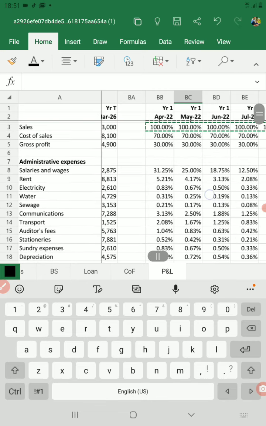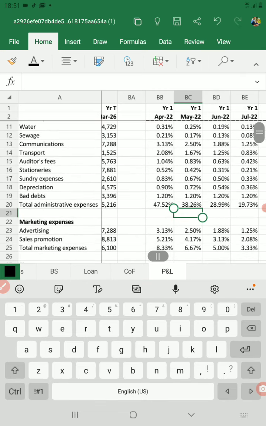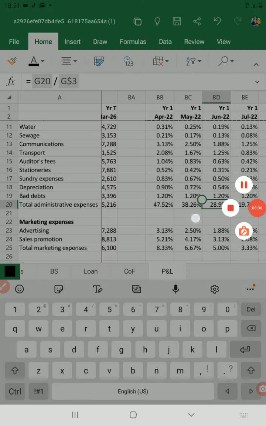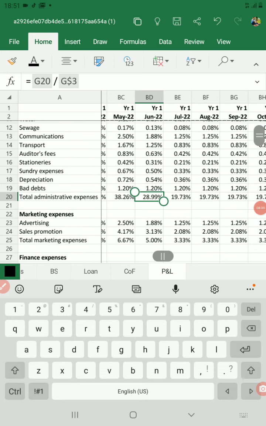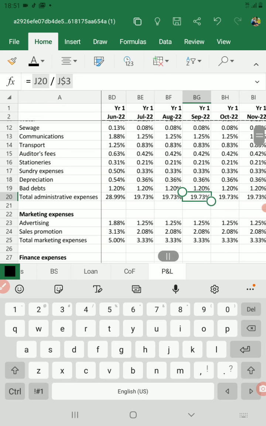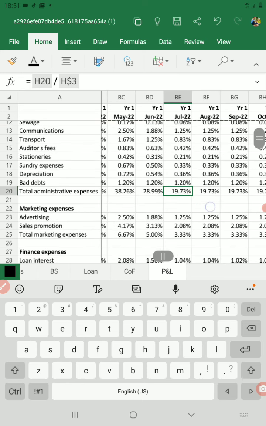We can see, for example, if we are looking at total administrative expenses here, it is 47.52% in April, 38.26 in May, 28 in June, 19 in July, and from here it becomes steady. This is how we modeled our financials. It becomes a steady state.